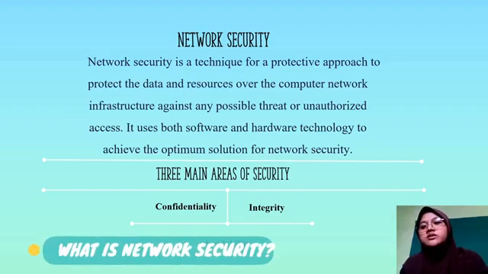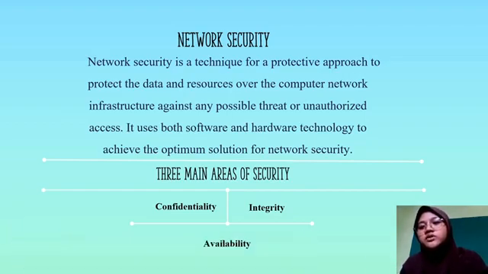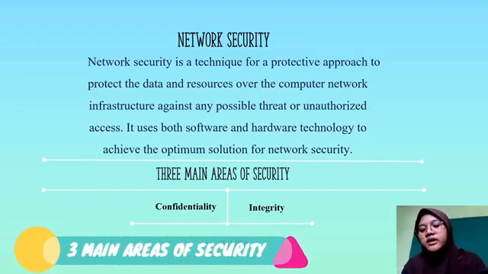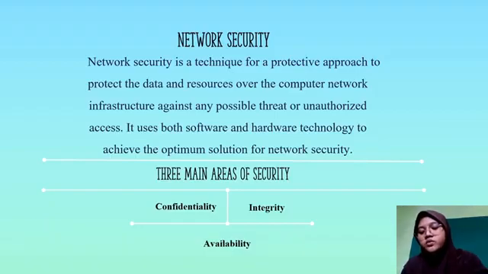Alright, before we go to the next subtopic, I would like to introduce and give the definition about network security. What is network security? Network security is a technique for a protective approach to protect the data and the resources over the computer network infrastructure against any possible threats or unauthorized access. It uses both software and hardware technology to achieve the optimum solution for network security. So we go to the three main areas of security, which is one is confidentiality, second integrity, and the last one is availability.